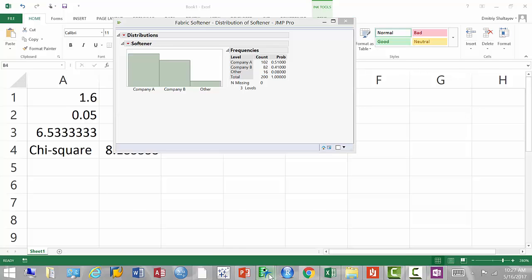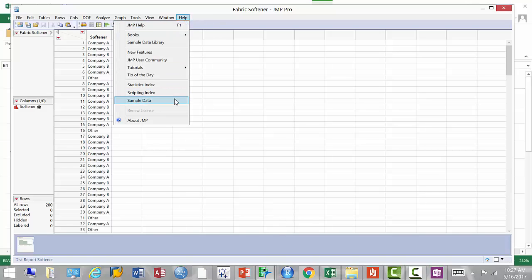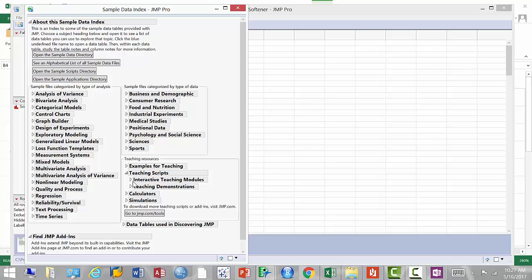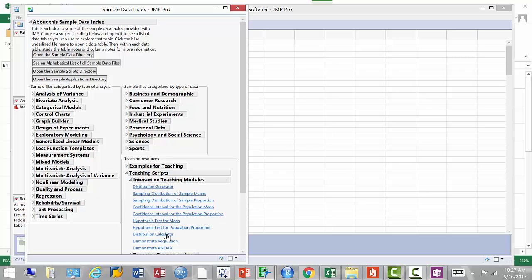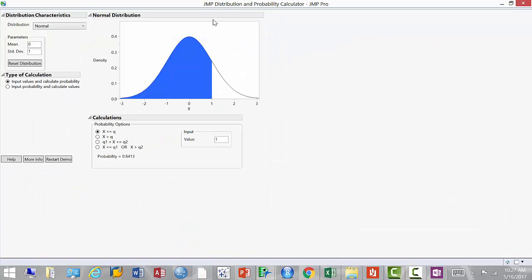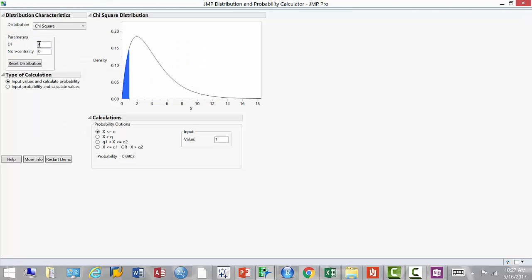Okay, so let's go to the distribution calculator, because all of the distributions are located there. Remember how to get there? You go to Help, Sample Data, and we go to Teaching Scripts, Interactive Teaching Modules, and Distribution Calculator. And there it is. That tool should be smart enough to tell us about the chi-square. So I have to pick the chi-square from the list. And there it is. Chi-squared. Degrees of freedom? 2.